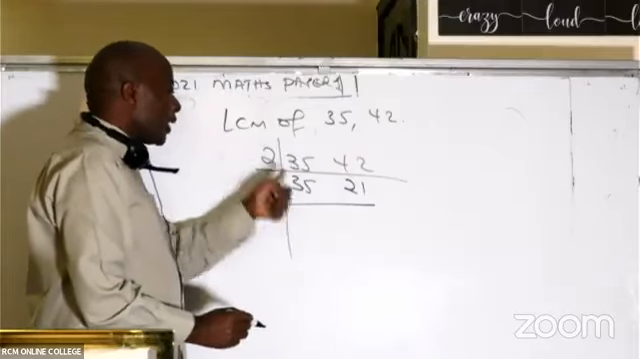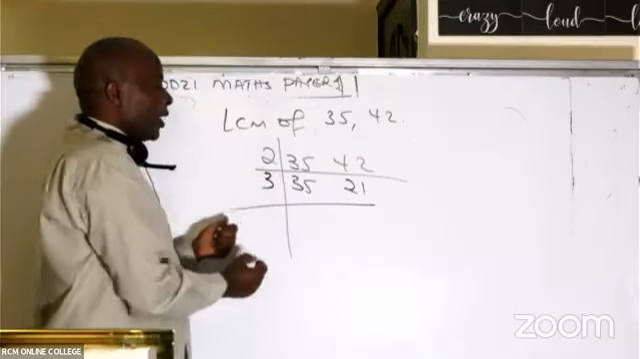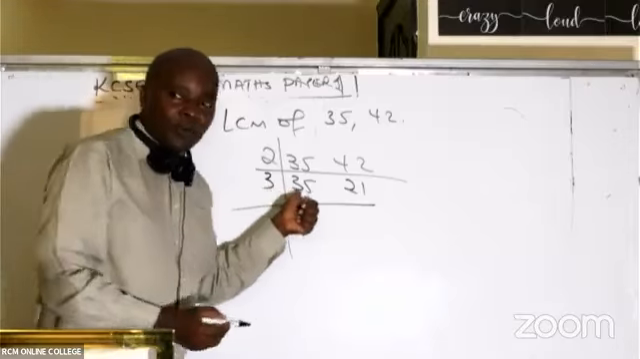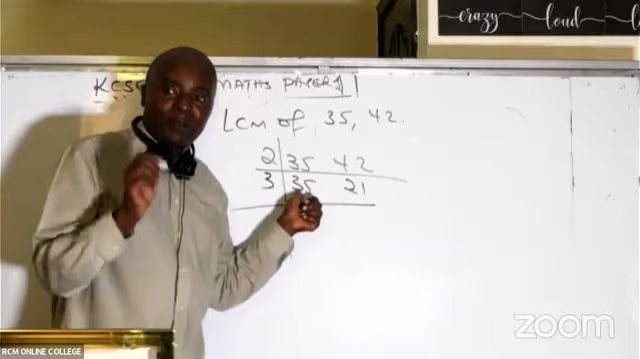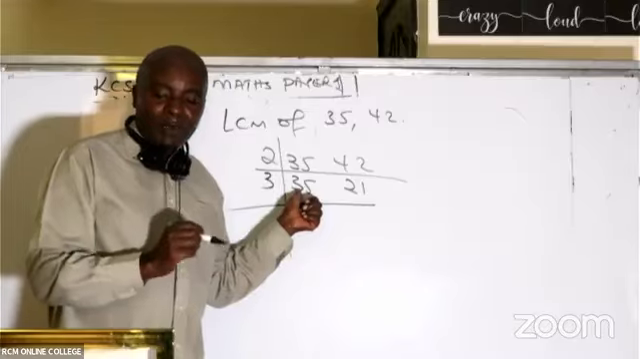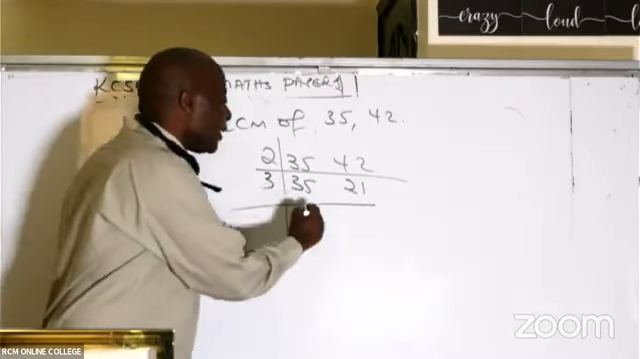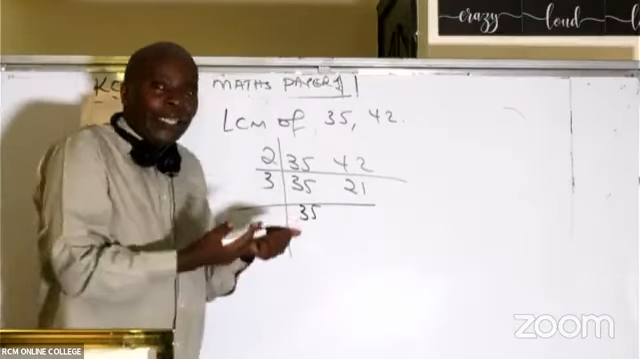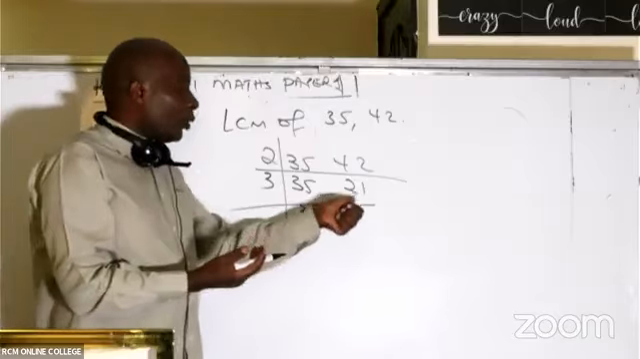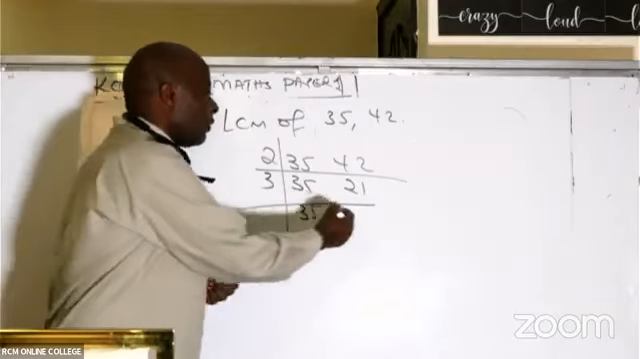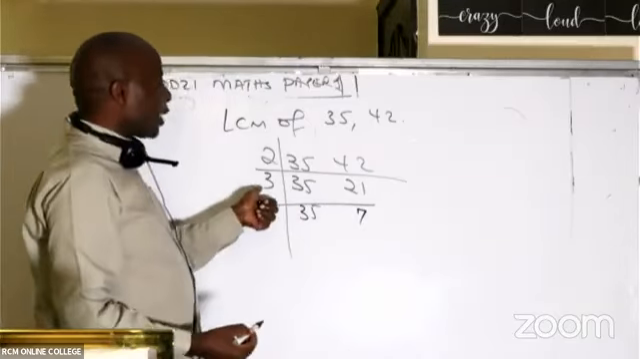So then I go to the next prime number. The next prime number is 3. Can 3 go into 35? You go with your calculator, you say 35 divided by 3. If you get a decimal, then you bring this down because it's not fully divisible. How about 21 divided by 3? 21 divided by 3 is 7. Great.